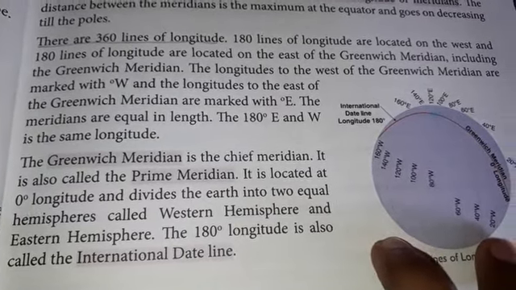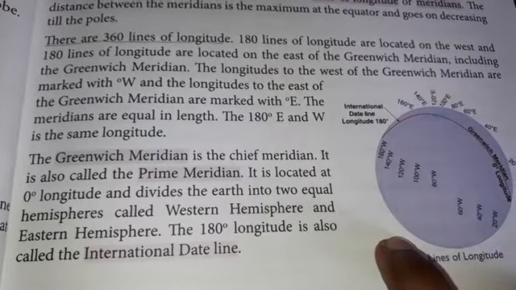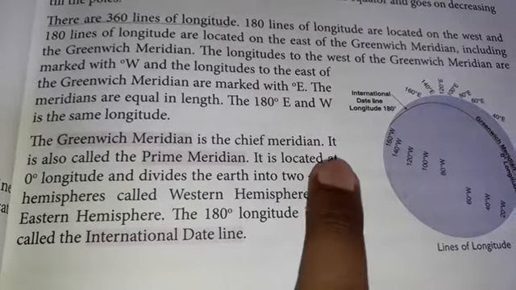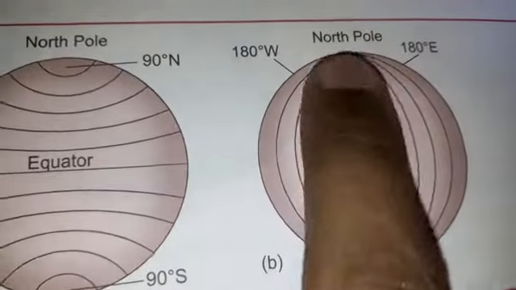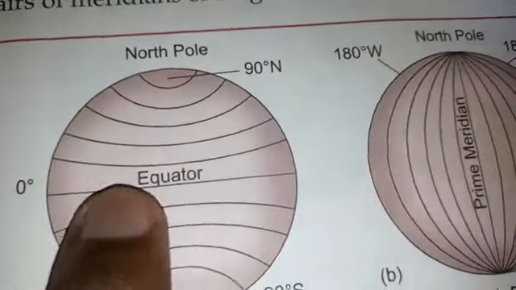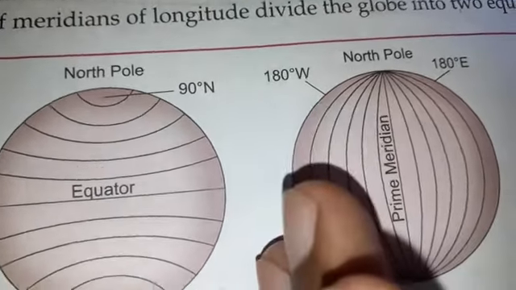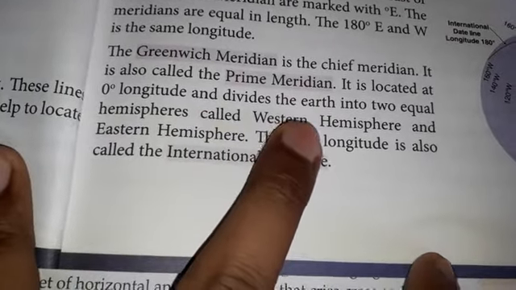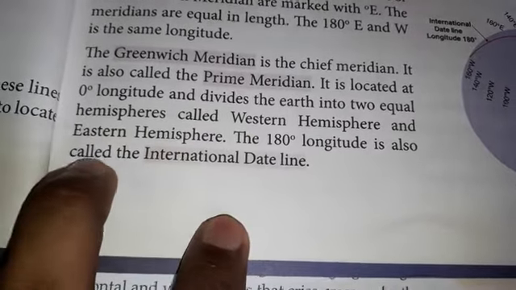The meridians are equal in length. The 180° east and west is the same longitude. The Greenwich meridian is the chief meridian. It is also called the prime meridian. Look at this line, the prime meridian. Like the equator, the prime meridian divides the earth into two parts, east and west. It is located at 0° longitude and divides the earth into two equal hemispheres called the western hemisphere and the eastern hemisphere.